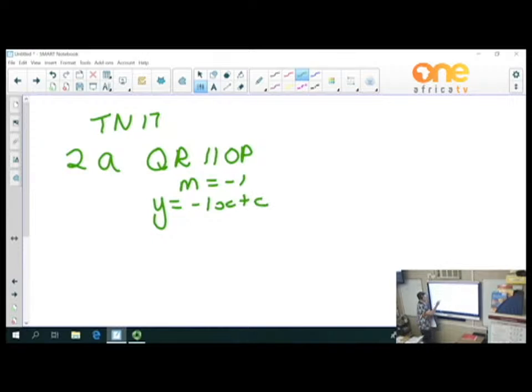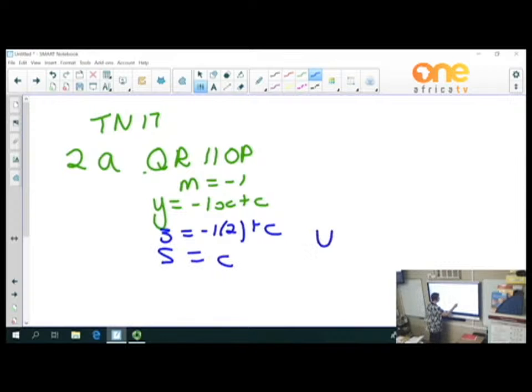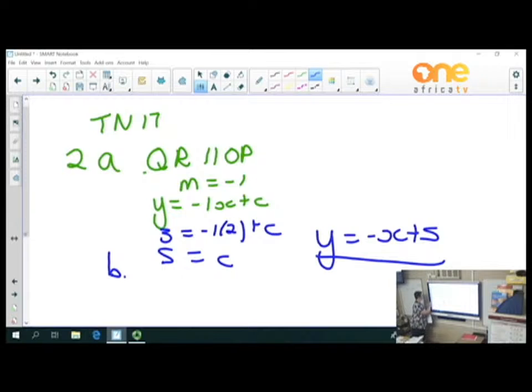So the equation is then y is equal to -x plus c. This line passes through the point Q. These are the coordinates that you have here. So we will substitute the coordinates of Q in. 3 is equal to -1 times 2 plus c, and that makes c then 5. So the equation is now y is equal to -x plus 5. This is now QR. That should be easy.